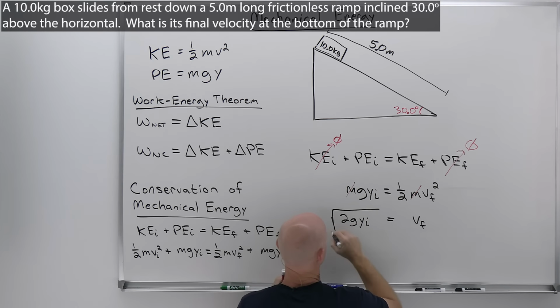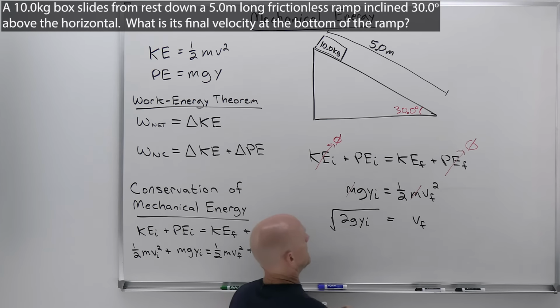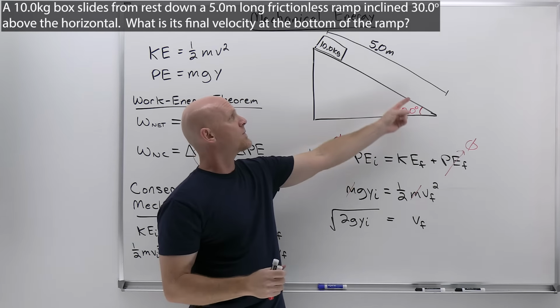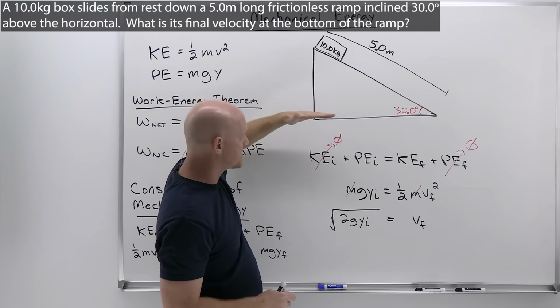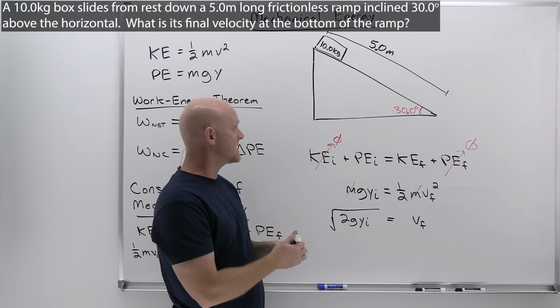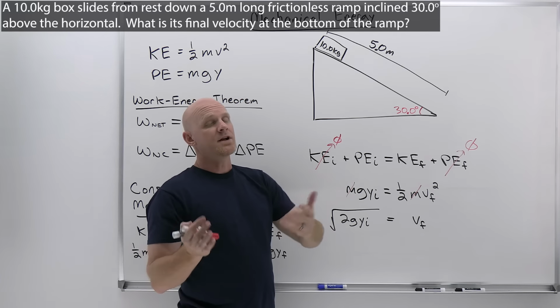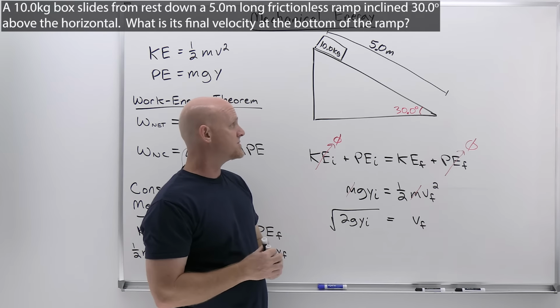2gh, take the square root, and there's our plug and chug. But we have to know what that initial height was. Well, we know the ramp is 5 meters long, but we don't actually have the height above ground level, zero level in this case. So we have to figure that out, and you're going to have to remember a little bit of your trigonometry here.